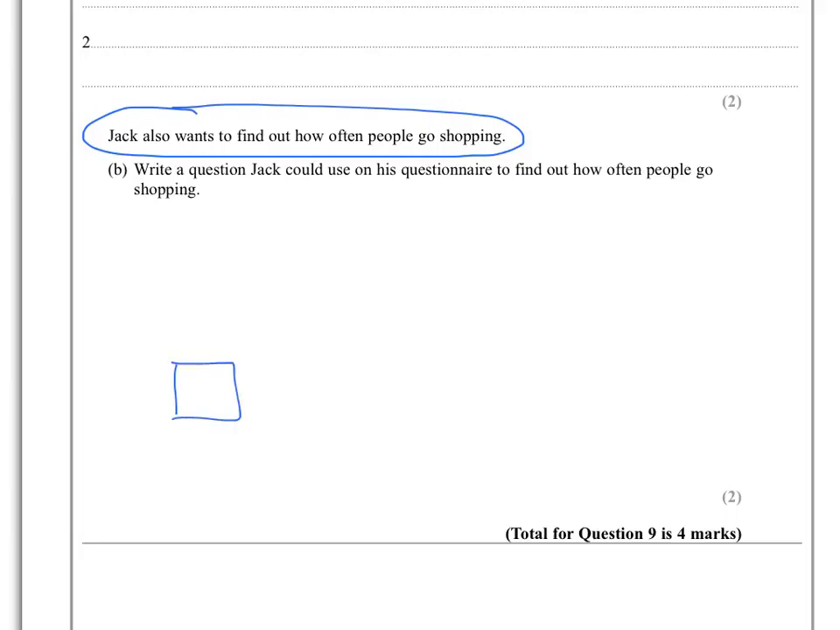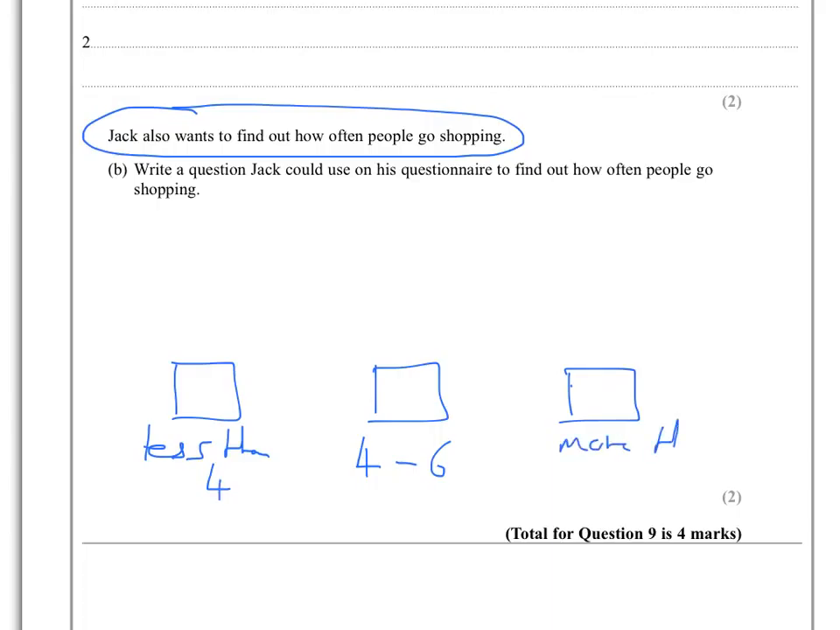And then your response boxes need to be exhaustive and non-overlapping. So exhaustive meaning everything's covered, and non-overlapping means they don't overlap. So the easiest way to do this would be, how many times do you go shopping in a week? 4 to 6, less than 4, and then more than 6, something like that.